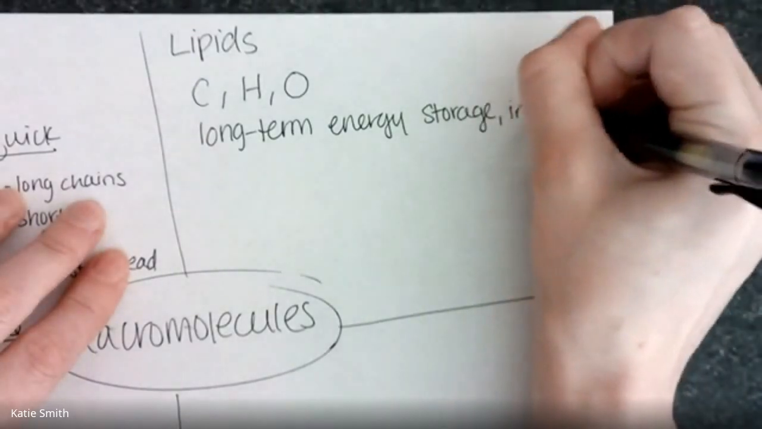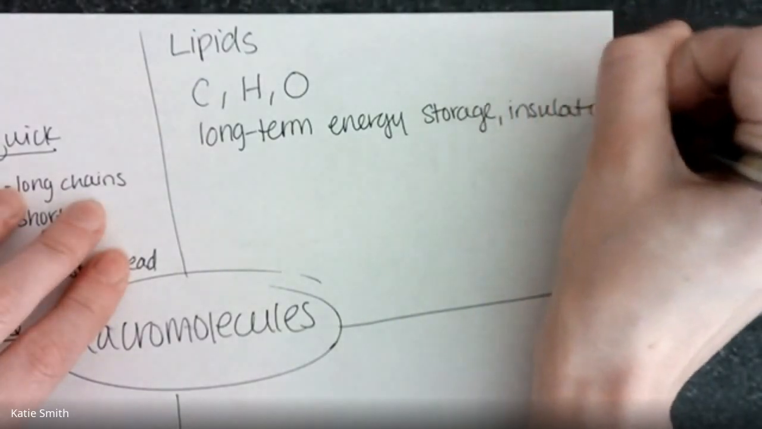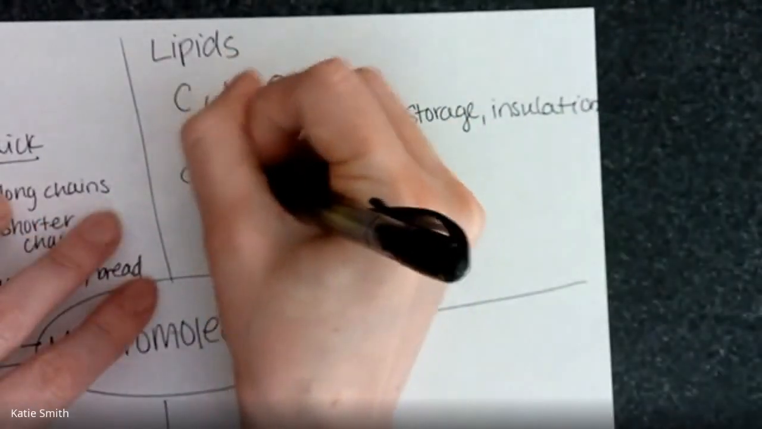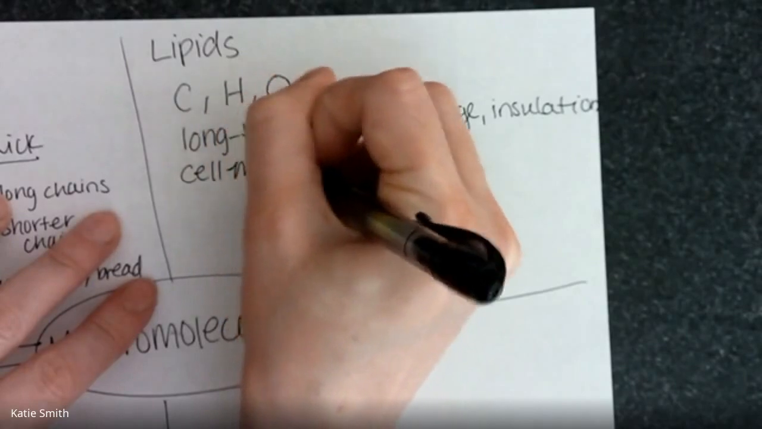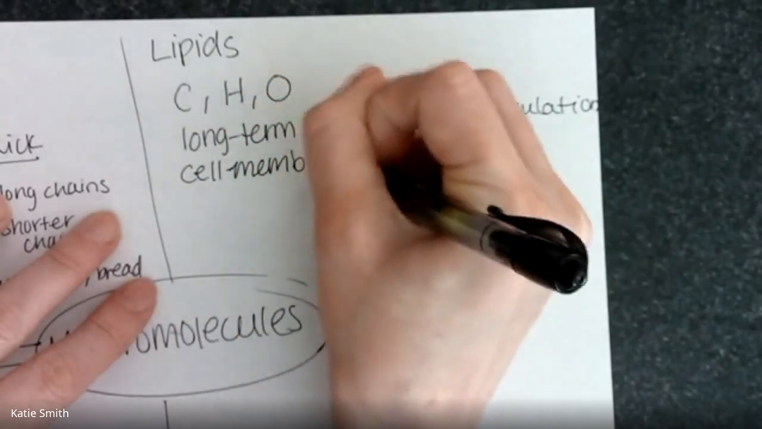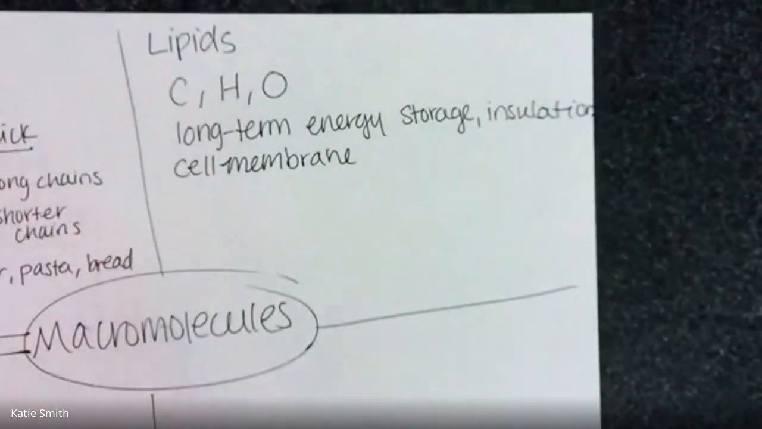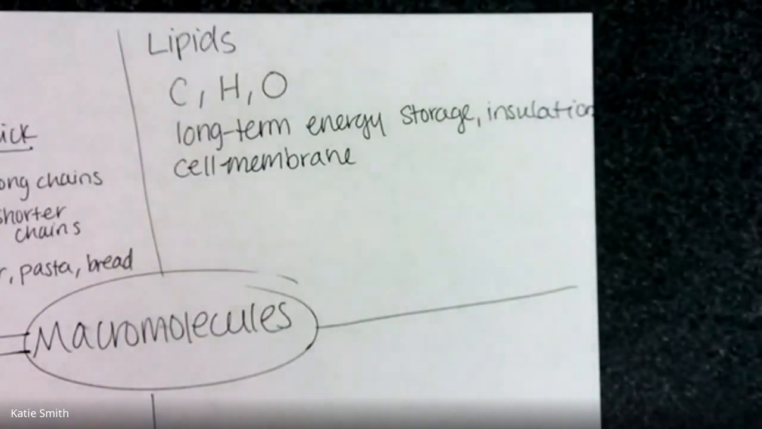Also used for insulation. And then we've also got cell membrane. So we will talk about the structure of a cell and the hierarchical components of a cell. Again, that just goes back to systems and system models and things like that.